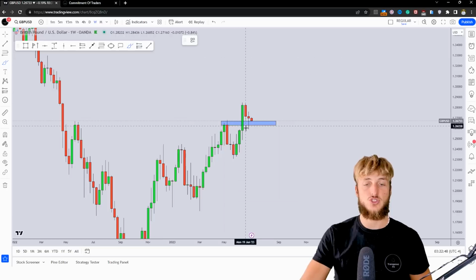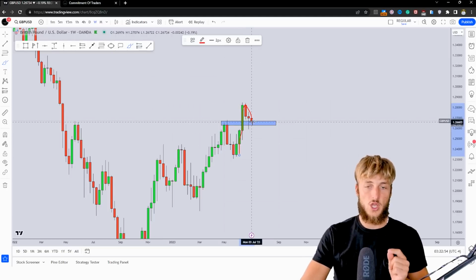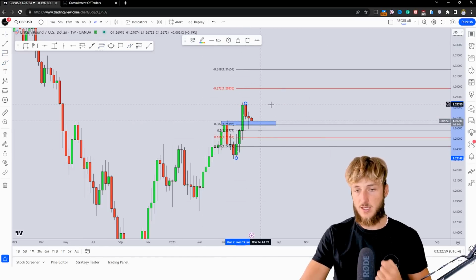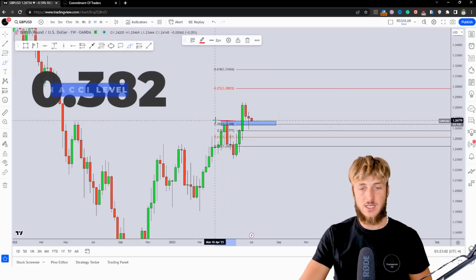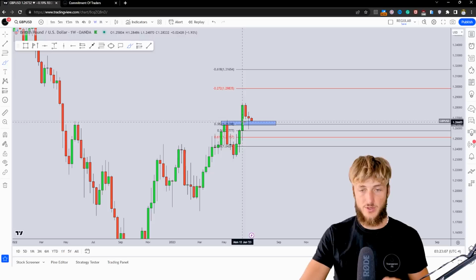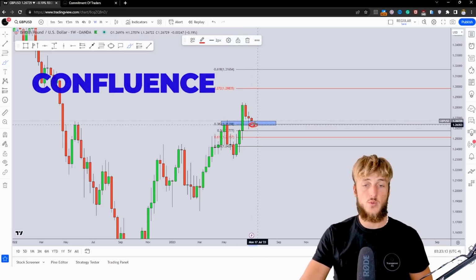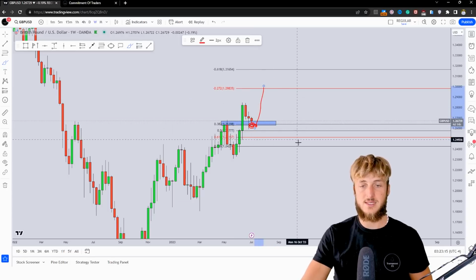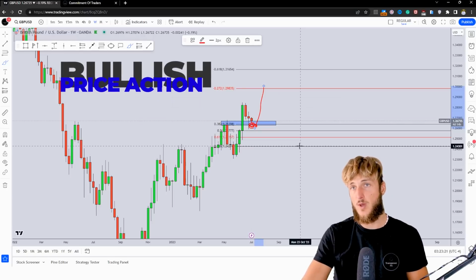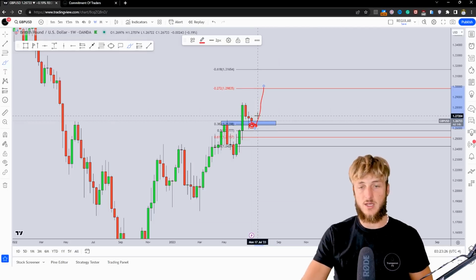We can also notice that, generally speaking, if you have an impulse and a correction and you want to measure the correction, what you have to do is take your Fibonacci from the low to the high of the impulse leg. And if we do that, we can see how we have a perfect 0.32 Fibonacci retracement lining up perfectly with this previous resistance turned support, creating confluence of support at this area, which we could in fact expect this market to test and then to reject to the upside, creating more bullish price action also away from the monthly support that we have previously identified at the beginning of the video.